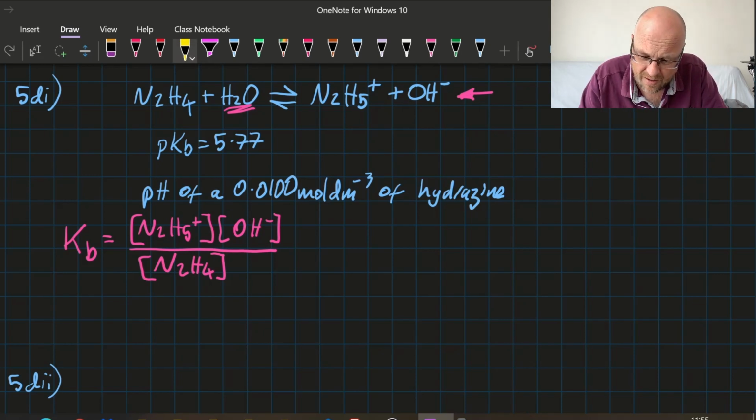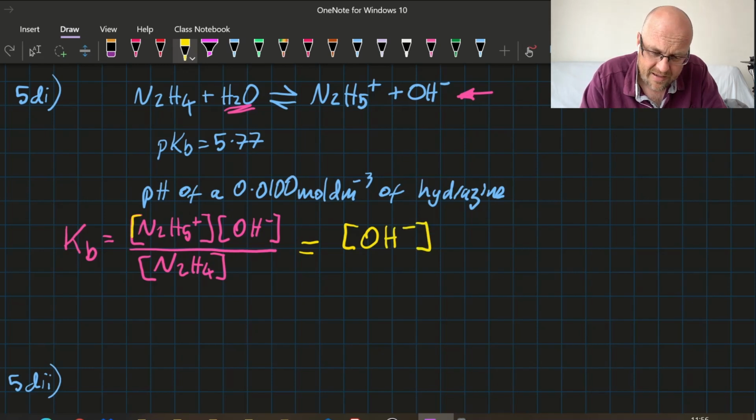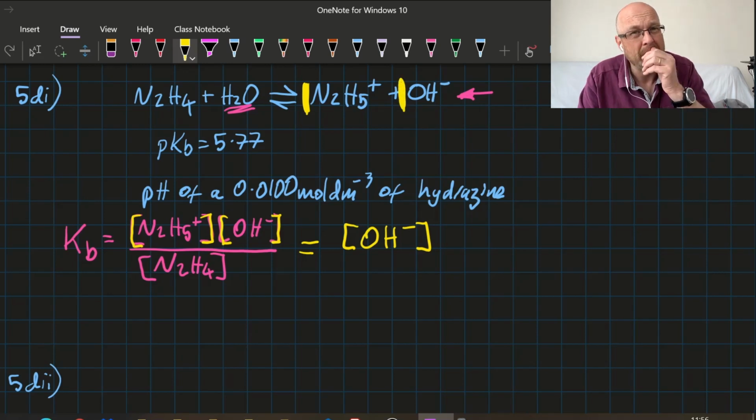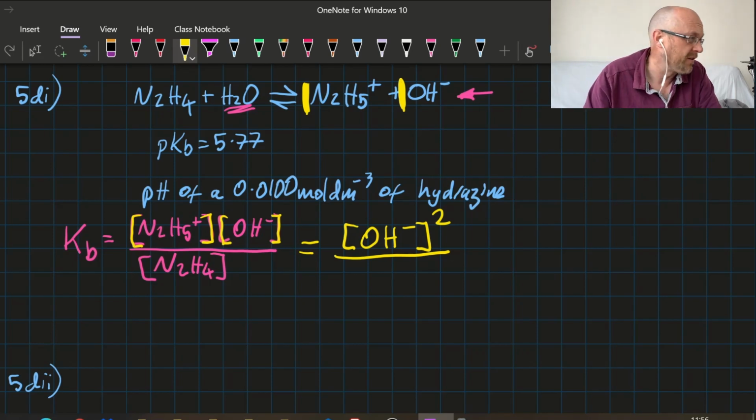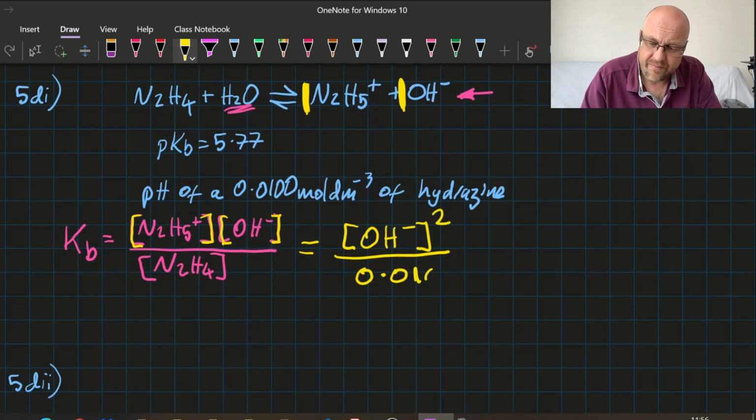I'm also going to assume that at the top row, both of those things are equal. I'm going to assume that the concentration of this is the same as that concentration. Why is that valid? Because for every one of these made, I make one of those. So within reason, that's valid. And the number on the bottom is the concentration written on the bottle, which is 0.0100.